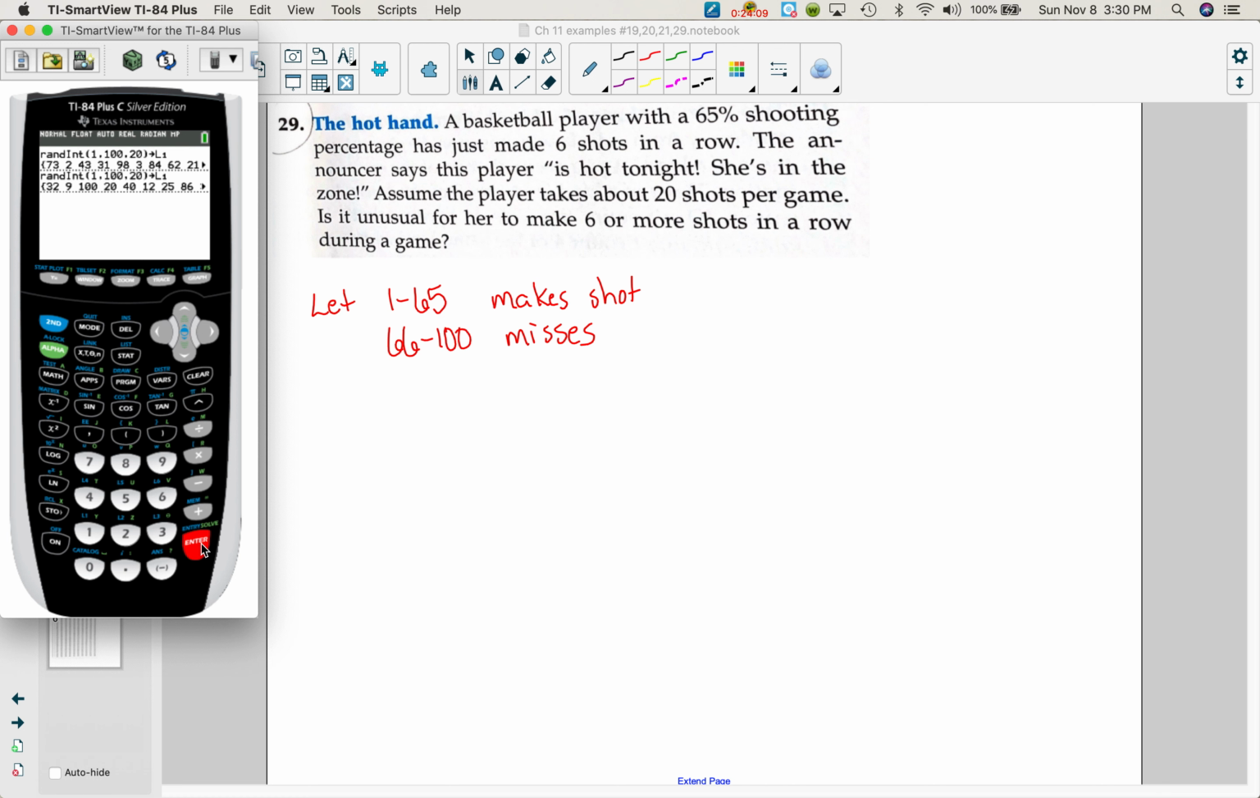So if I go back to stat edit, I have new numbers here now. And I could go through: makes it, misses. Makes it, makes it, makes it, makes it. So that's 4 in a row, and then she misses. Makes it, makes it, makes it, makes it, makes it, makes it, finally. So we got one where she made 6 in a row.